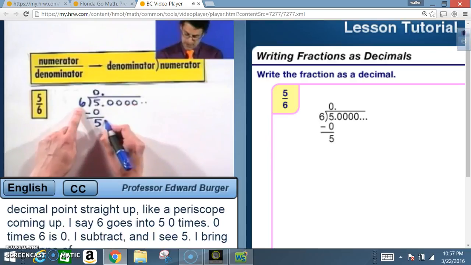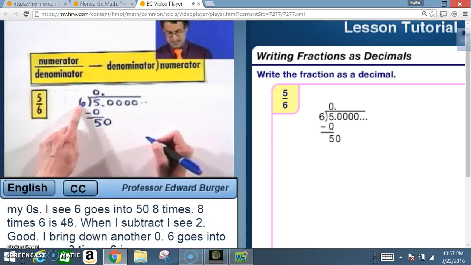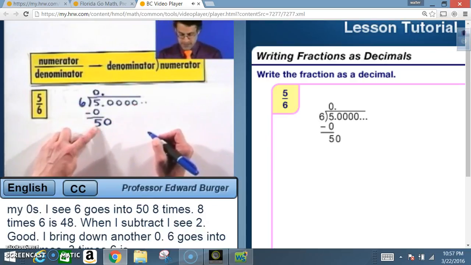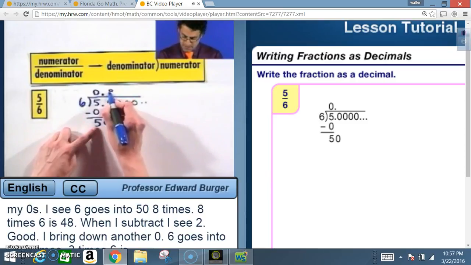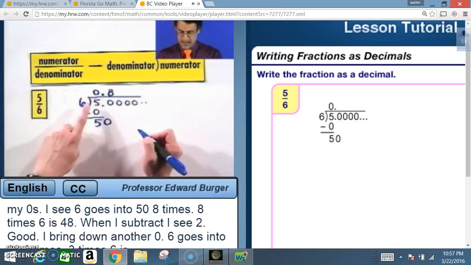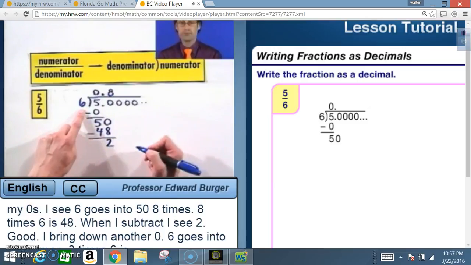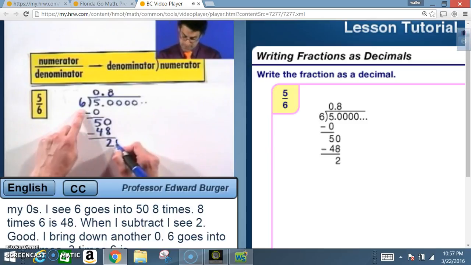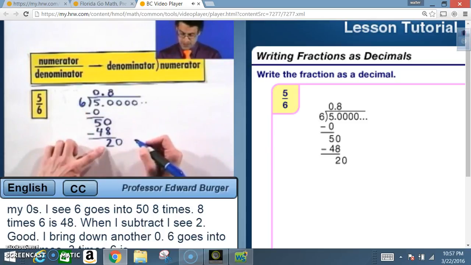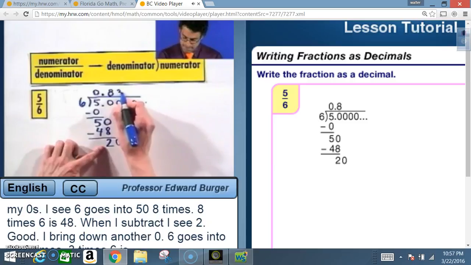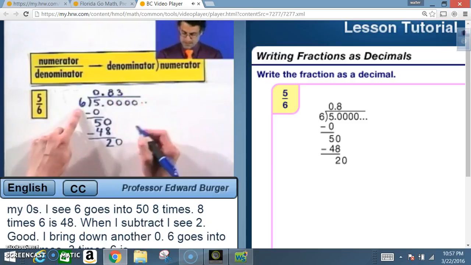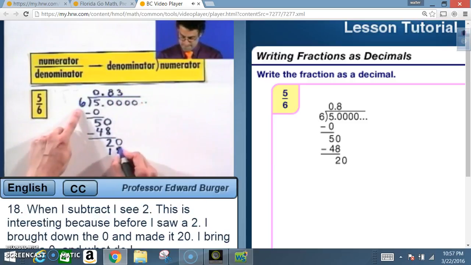I bring down one of my zeros. I see 6 goes into 50 8 times. 8 times 6 is 48. And when I subtract, I see 2. Okay, good. I bring down another 0. 6 goes into 20 3 times. 3 times 6 is 18. And when I subtract, I see a 2.